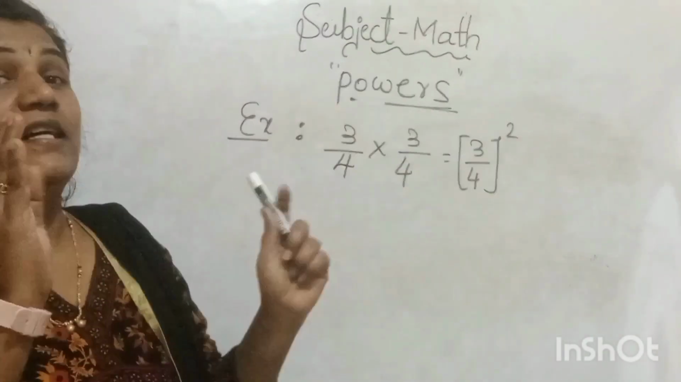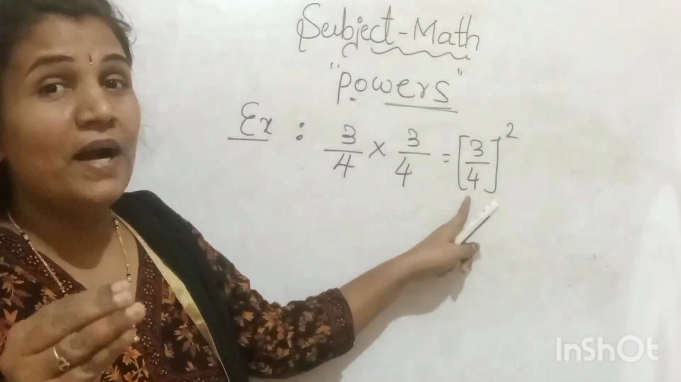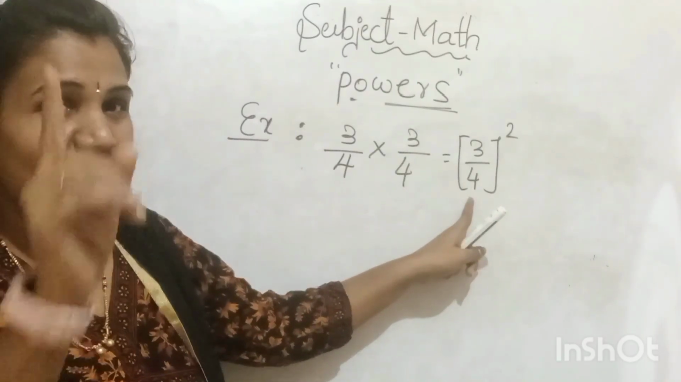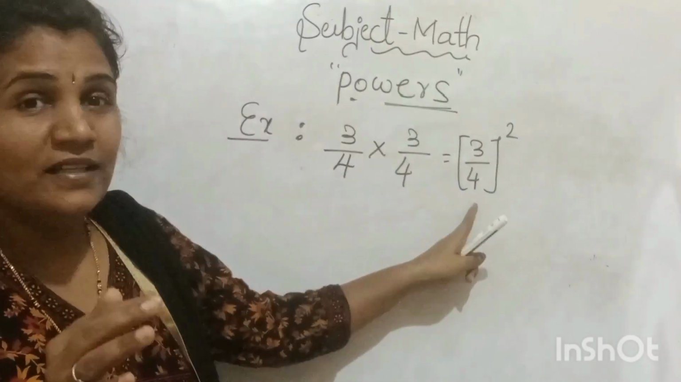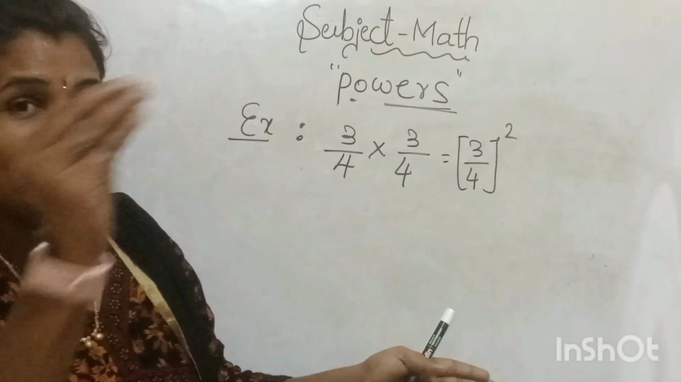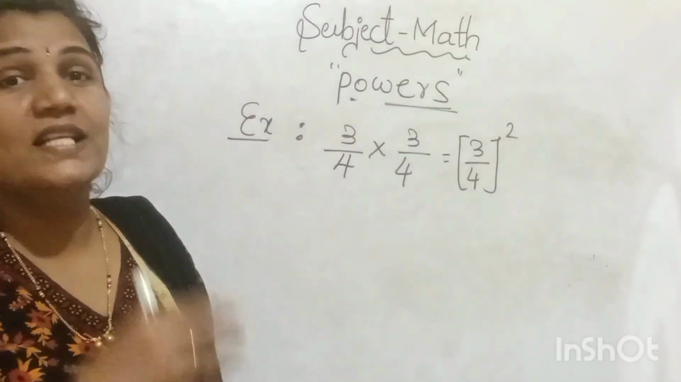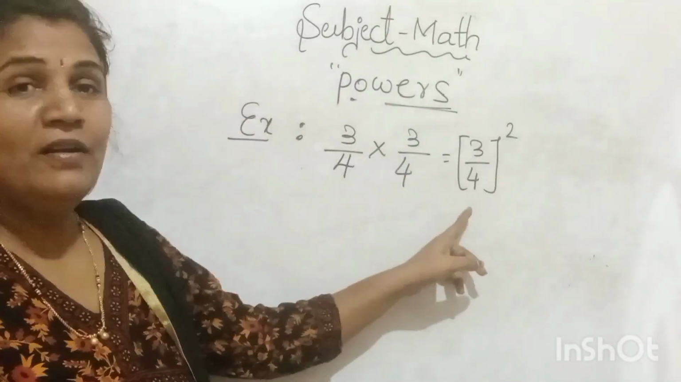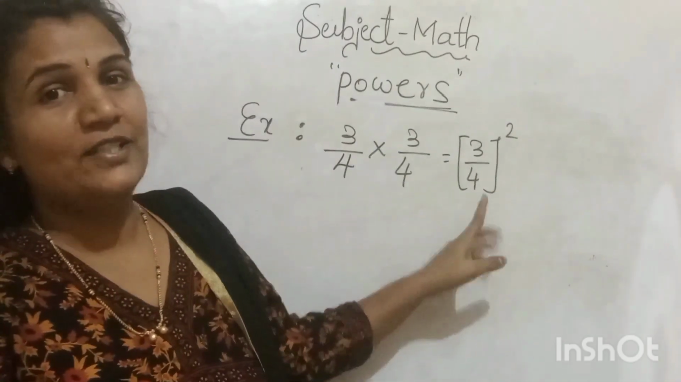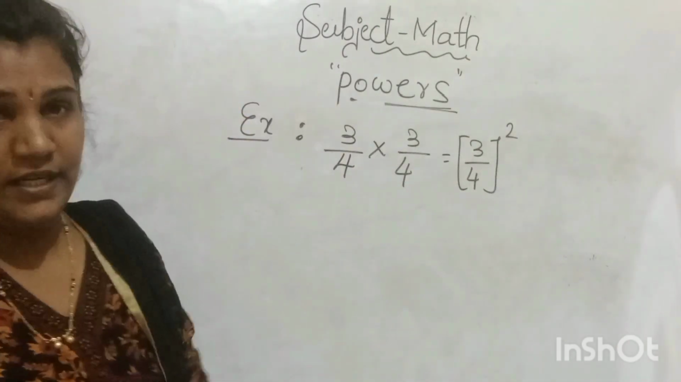Got it? The number which is multiplying by itself, here 3 by 4, is called the base. And the number of times it is multiplied is called the exponent, power, or index. The number which is multiplying by itself is called the base, and how many times it is going to multiply, that is the power. This is the example for a rational number.